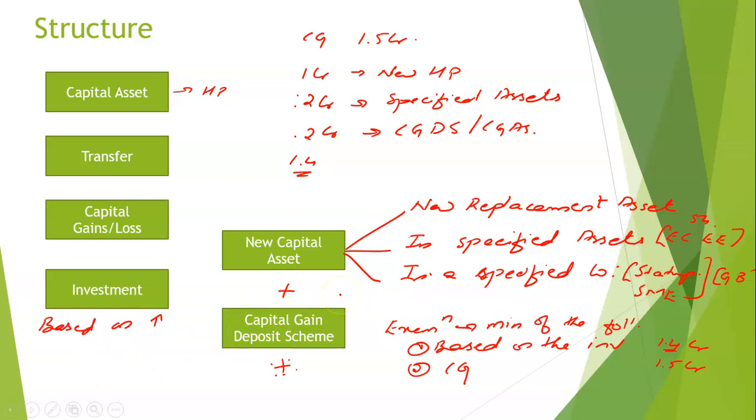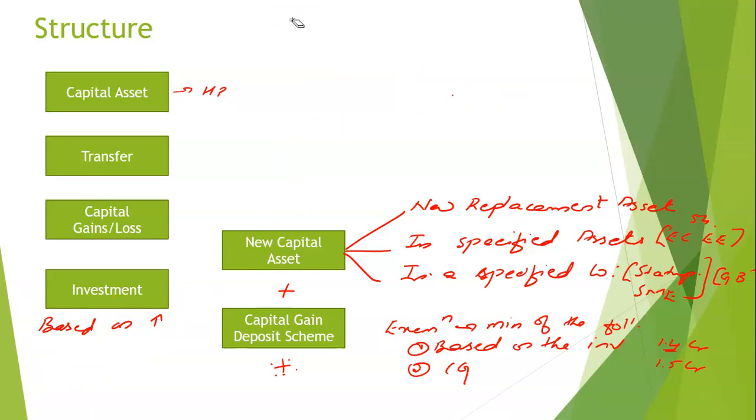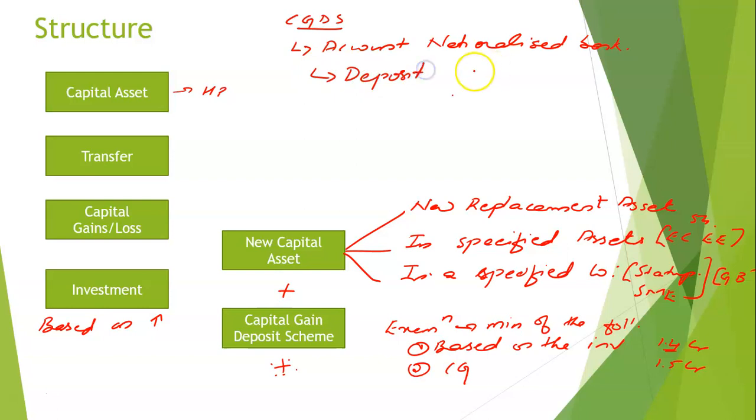Before going to the institute's material, let me give a brief introduction as to what this capital gain deposit scheme is. So let me just rub out all that you see on screen here. In short, the capital gain deposit scheme is nothing but an account which is to be started with a nationalized bank as per the provisions of the Income Tax Act, to deposit whatever capital gain we receive out of a transaction.